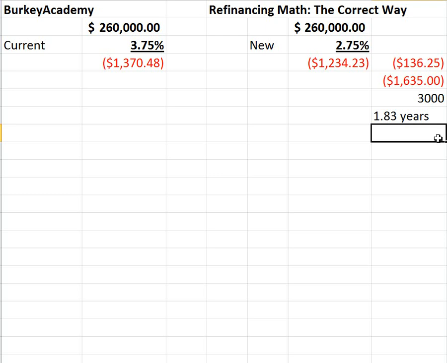Now, what's wrong about this? Well, if you just compare your current payment to what your new payment would be, and you look at the difference, you think that what you're saving is $136 a month. That's wrong. Now, your payment is $136 lower, but that's not how much you're really saving if you look at it properly. Now, how can we tell the difference? Let's do this the right way.